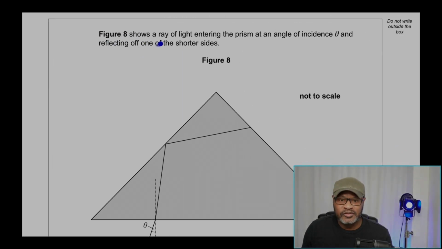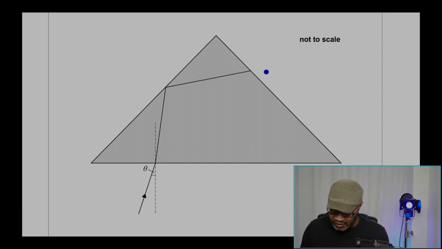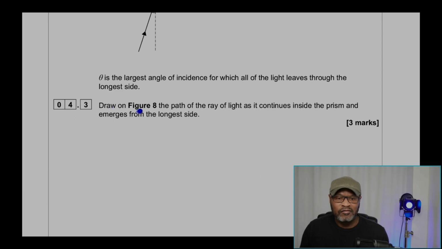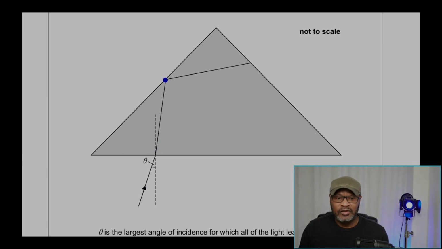Figure 8 shows a ray of light entering the prism at an angle of incidence theta and reflecting off one of the shorter sides. So you go there and reflect there. Theta is the largest angle of incidence for which all the light leaves through the longest side. Question 4.3. Draw on figure 8 the path of the ray of light as it continues inside the prism and emerges from the longest side. To draw that line, we need to complete this. So coming back there, and that seems to be parallel to that, expecting to leave like that.